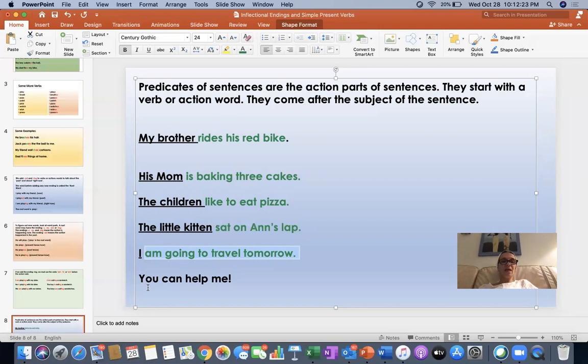And then the last sentence, you can help me. Who is the sentence about? It's about you. That is my subject. Oh, I made the same mistake again. And then my predicate. There it is. Can help me. So again, we have a helping verb here and then the action verb help.